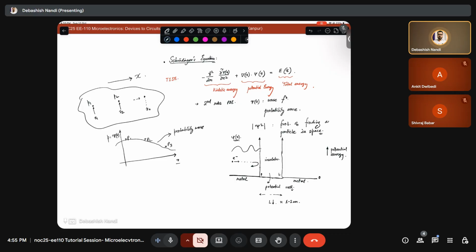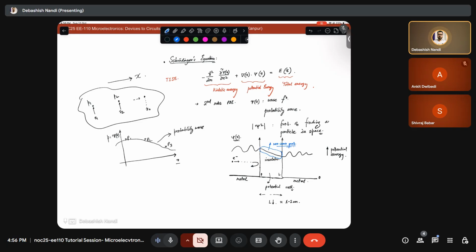after reaching this point, the probability of finding the electron will decay through the potential well, and you still have a non-zero probability of finding the electron in the insulator region. So this concept we call quantum mechanical tunneling.